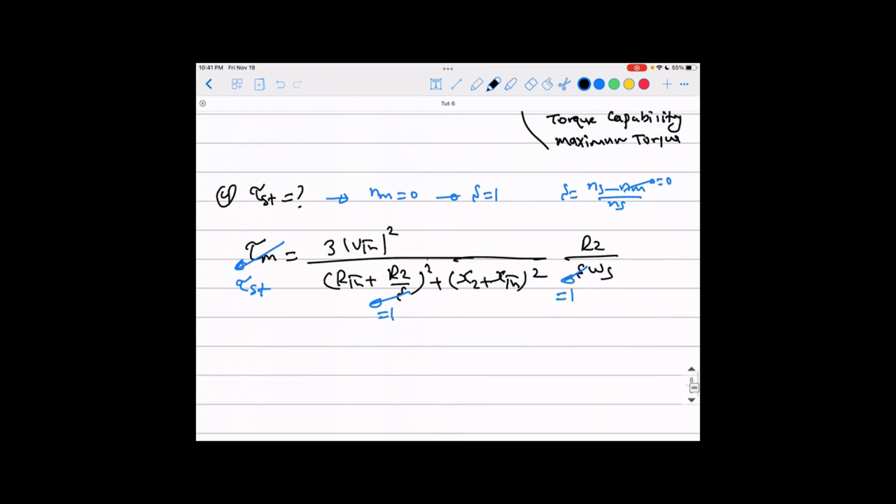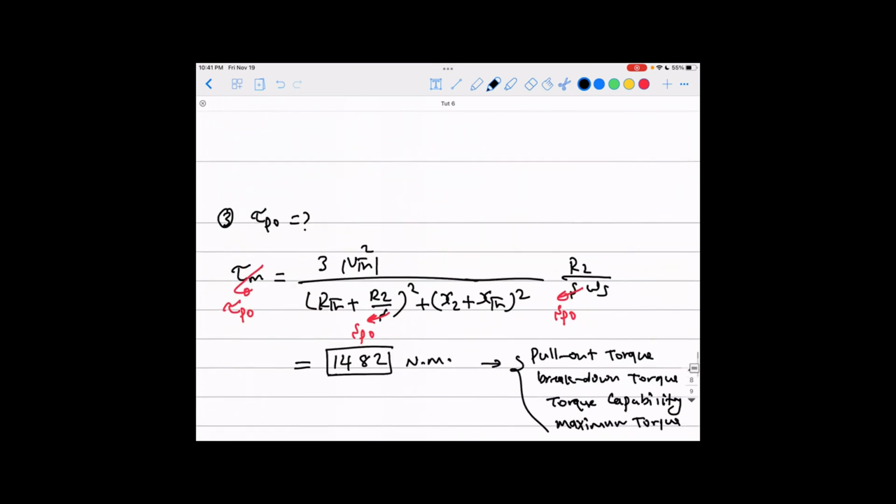That's it. Again, everything is in hand here. That is the starting torque, 649 Newton meter. Okay, guys? Okay.